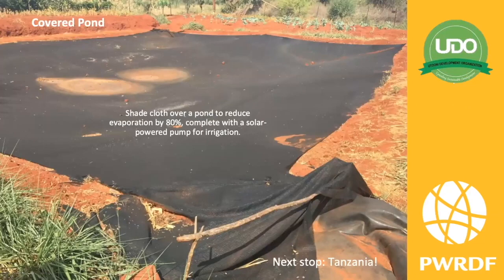UDO, or Utooni Development Organization, also experiments with different types of covers to reduce evaporation over ponds, as you see here. This shade netting reduces evaporation by 80%.